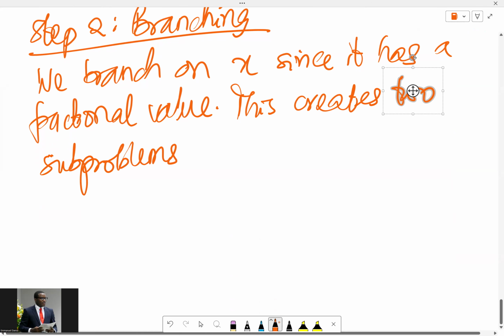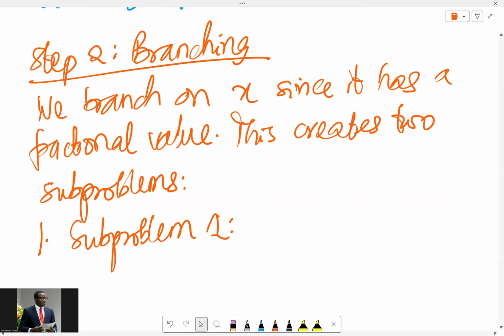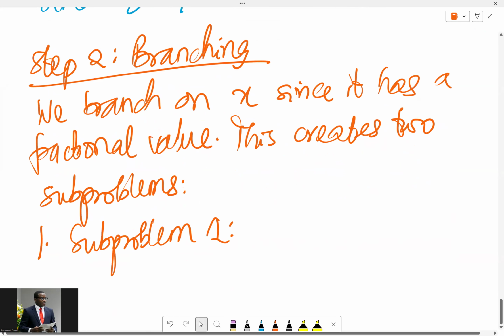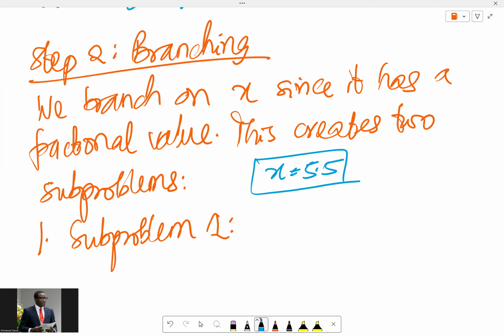This creates two subproblems. Subproblem one would be, since x is 5.5, and what we said under branching is that if you round this down, it goes to 5. If you round this up, it goes to 6, right? So the first subproblem, you are going to take to be the rounded down part. So the first subproblem is going to be x less than or equal to 5. That's the first subproblem.